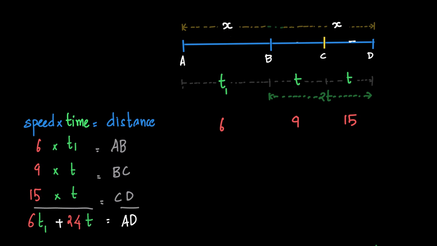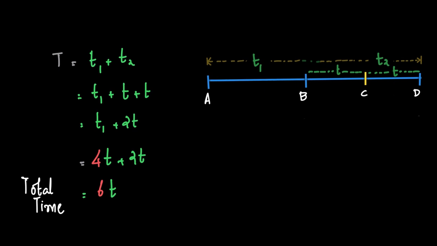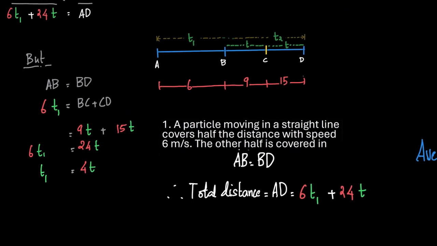Now it is also given to us that the second half is covered in two equal time intervals, right? If we assume the total time to be T, we can write it as t1 plus t2, where t2 is actually equal to 2t. Why? Because t plus t. So total time is t1 plus 2t. So you may be wondering, how did t1 equal 4t come up? Let us have a look at that too.